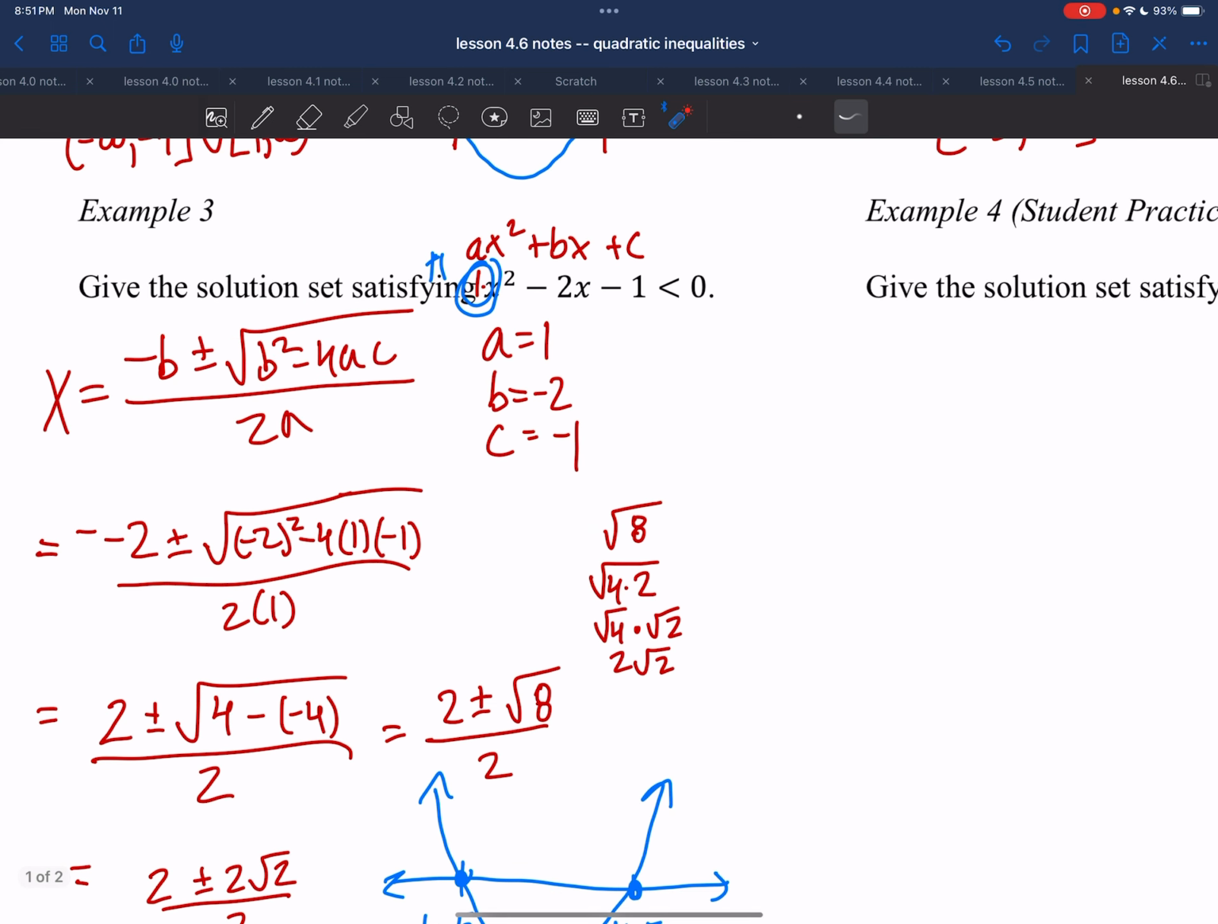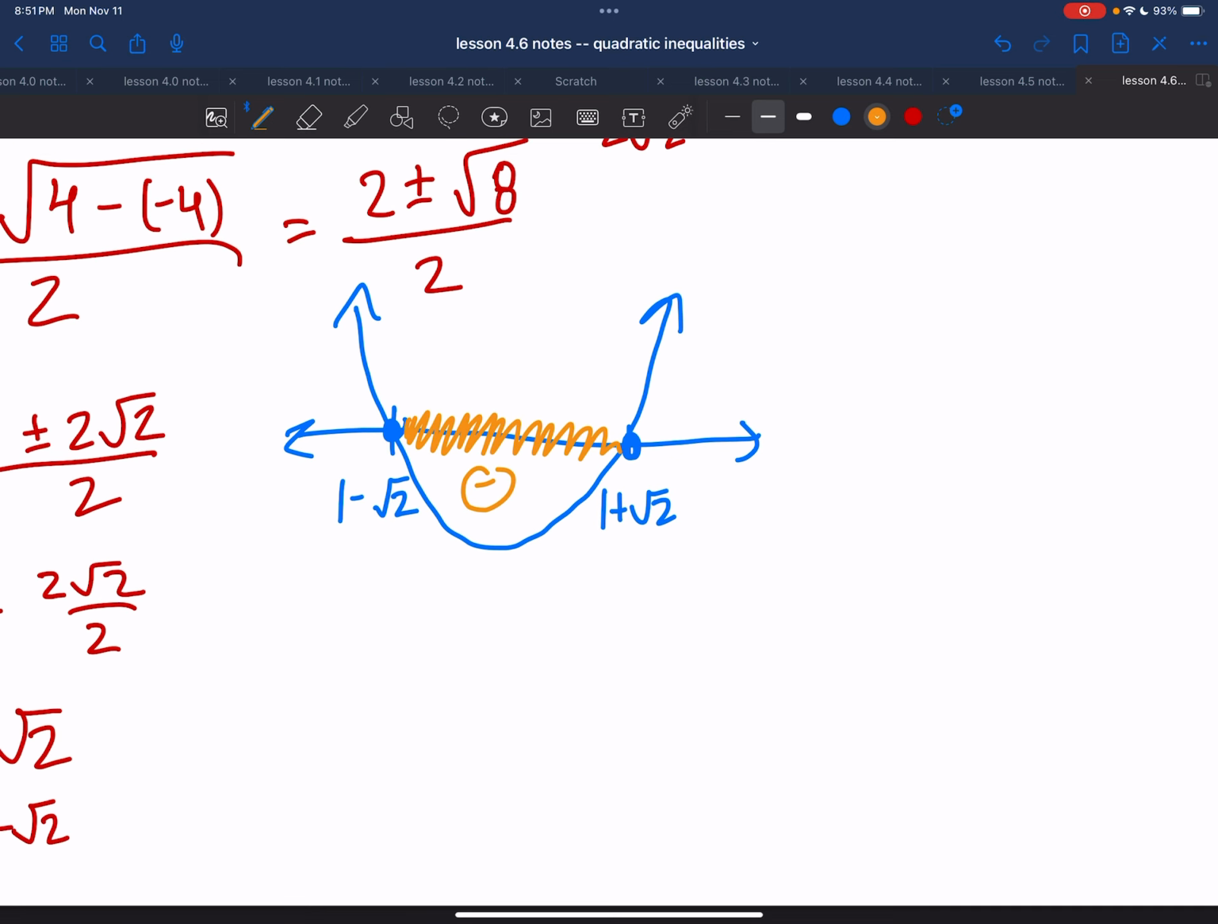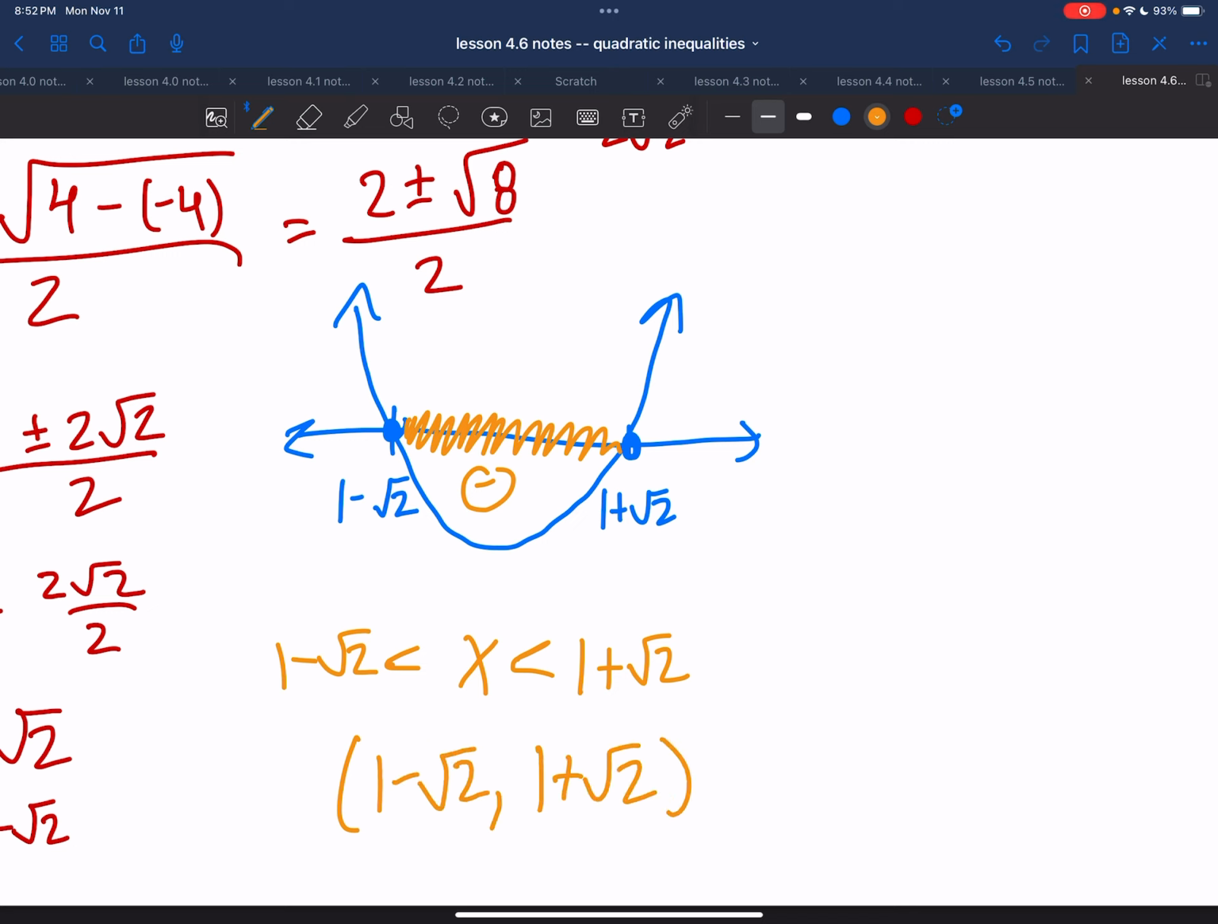Of course, the sign I wanted was when this is less than 0. That means when it's negative, and it's negative down here, so I want in between these two values. My answer here would be x is less than 1 plus root 2 but greater than 1 minus root 2. Or, in parentheses, 1 minus root 2, comma, 1 plus root 2. This is my interval, but the endpoints are not inclusive because it's not equal to.